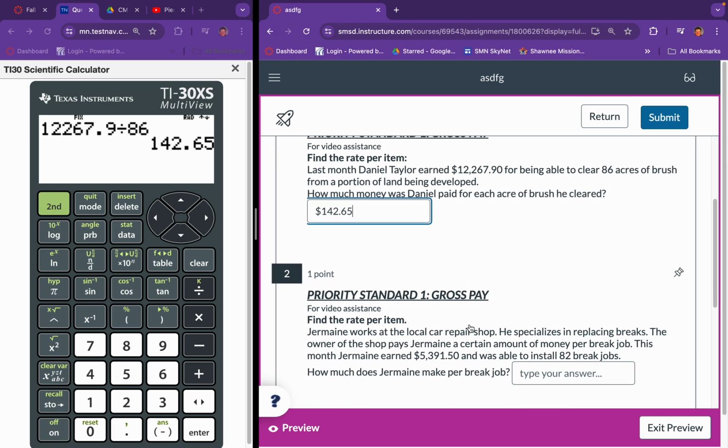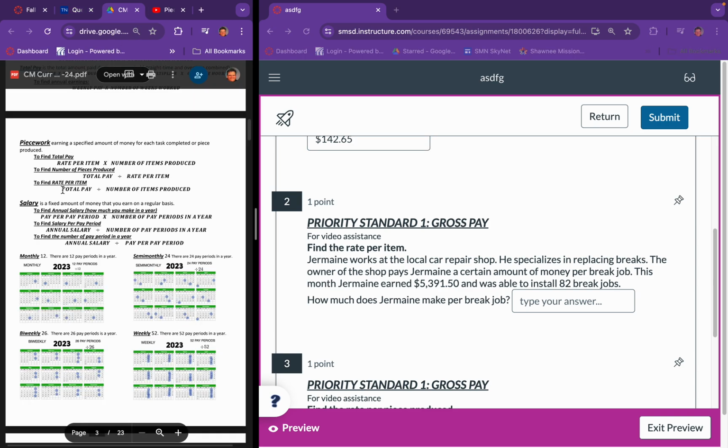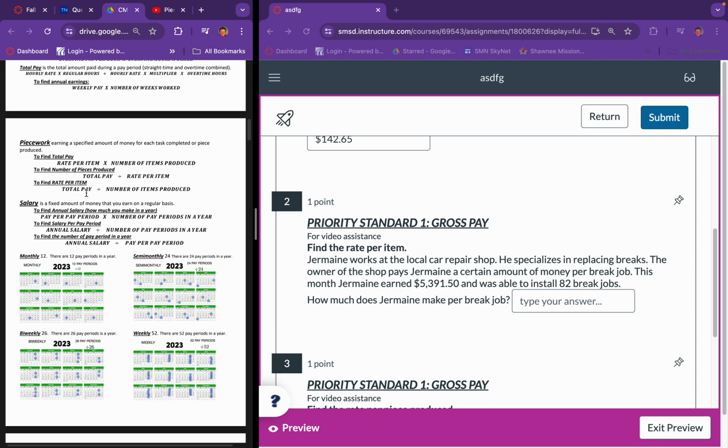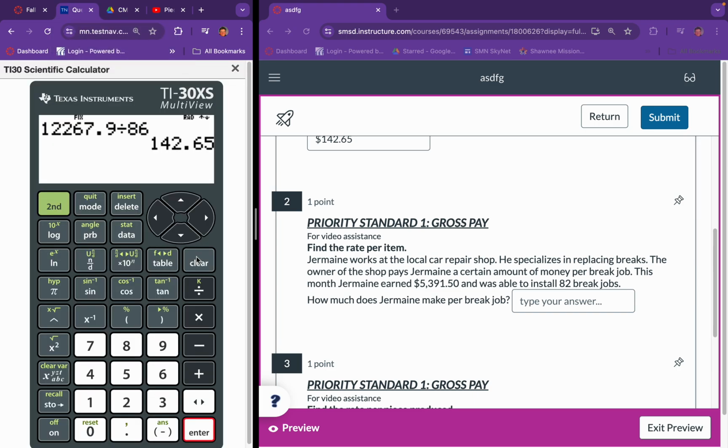Okay, so question number 2, same idea. We want to find the rate per item. So again, if we double check our notes, rate per item is how much money you make altogether, divided by how many pieces you were able to produce. So how much did you get paid divided by how much you produced? So in this particular problem, Jermaine works at a local car repair shop. He specializes in replacing brakes. The owner of the shop pays Jermaine a certain amount of money per brake job. So that's how he's paid. Do a brake job, you make this much money, okay?